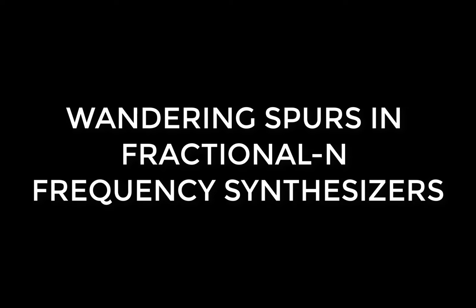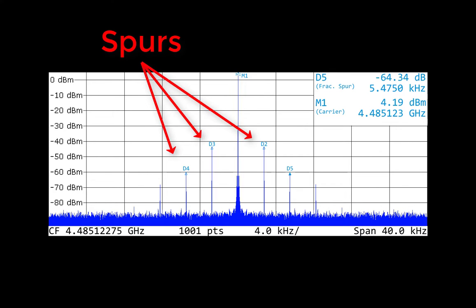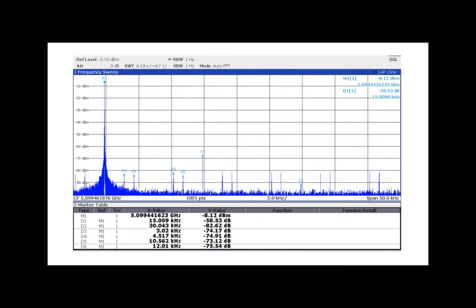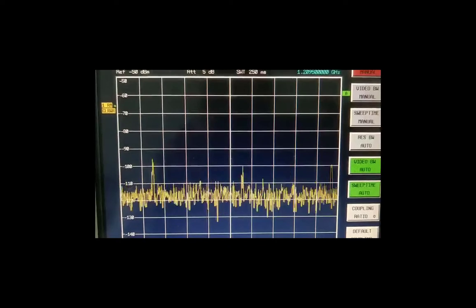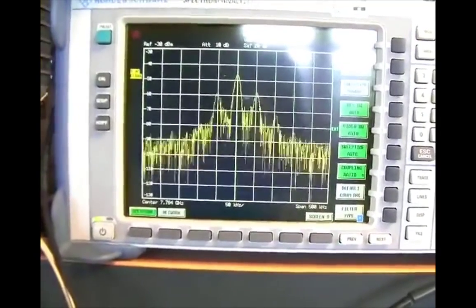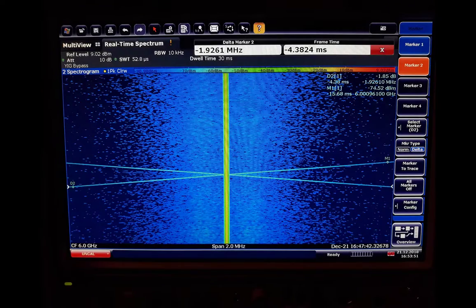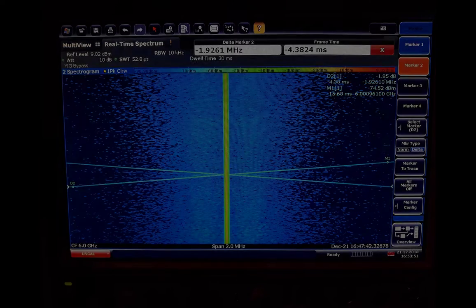Fractional-N frequency synthesizers are notorious for producing unwanted spurious frequency components called spurious tones or spurs. The causes of spurs that are fixed in frequency are well known. Unexplained moving spurs and pulsating noise floors have also been reported in Fractional-N synthesizers. When examined with a spectrogram, such dynamic phenomena can be readily explained as manifestations of wandering spurs.